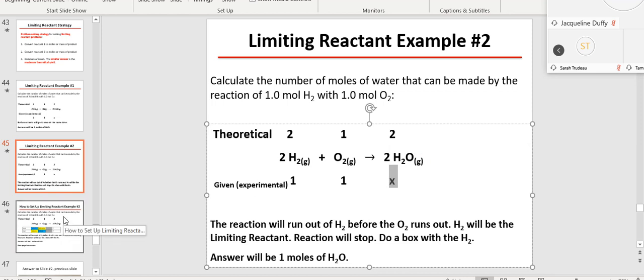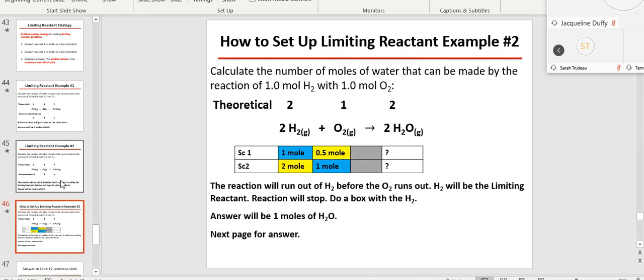And how I set these up, some of these are not going to be this easy. You can't really tell. Some of them you can, some of them you can't. So this is how I do it, and this is how I've shown my students here. Calculate the number of moles of water that can be made from 1 and 1. So this is exactly the same question.